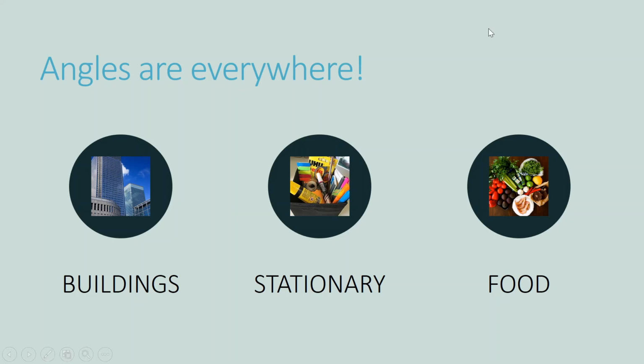We can see it in our buildings, even the stationery you use today, even food, anything pretty much, clothes, even outside when you're sitting in the car. Even animals have angles as well. So today we are learning about angles because you can use them everywhere.